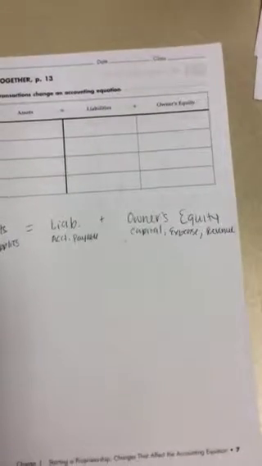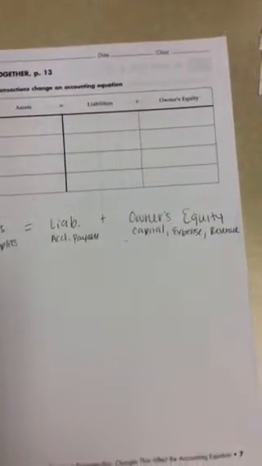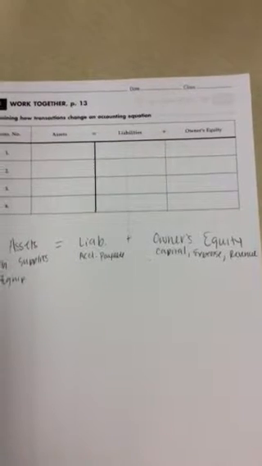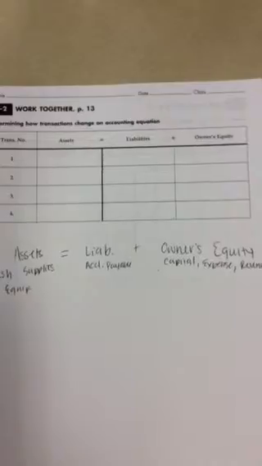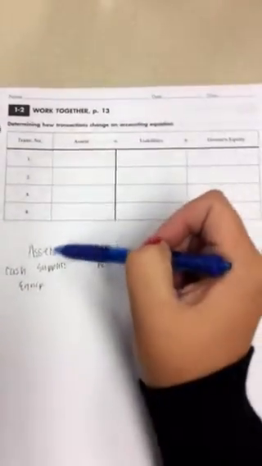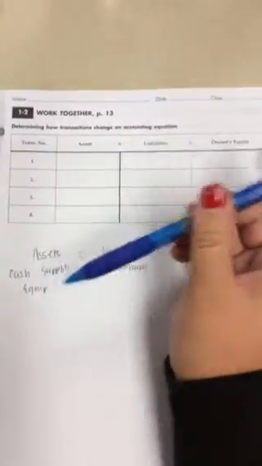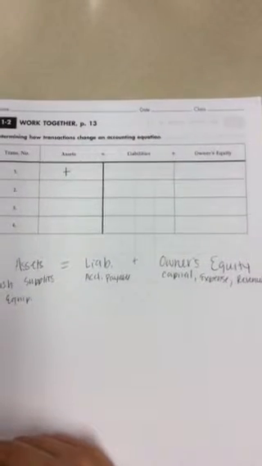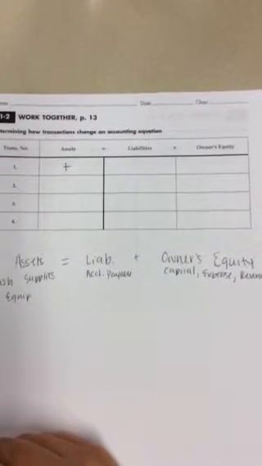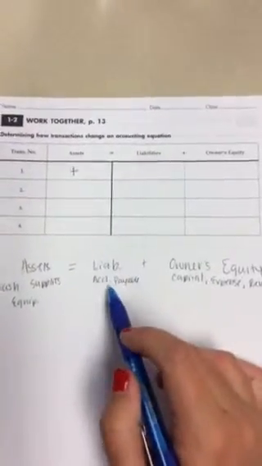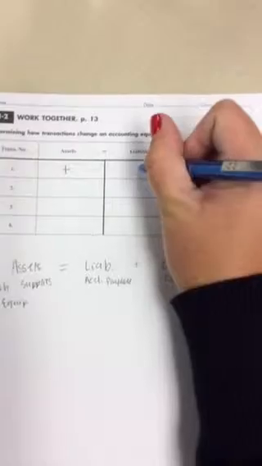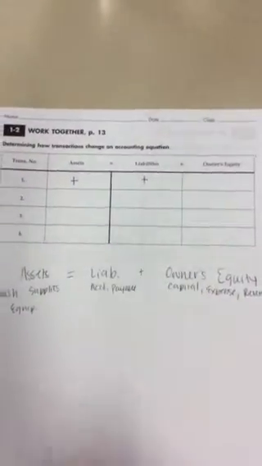So for our first transaction, we have bought supplies on account. So when we buy supplies on account, we need to look at our supplies. So we're increasing our supplies on our asset side, so we're going to put down a plus on our asset side. And then we also need to look at our accounts payable. We're adding to our account, so we're going to put a plus on our liabilities.